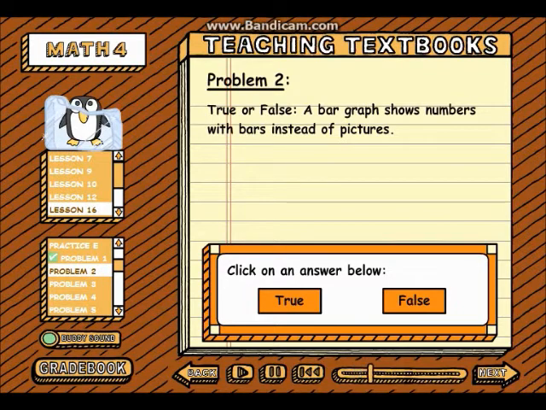Here, you need to tell whether the sentence is true or false. A bar graph shows numbers with bars instead of pictures.